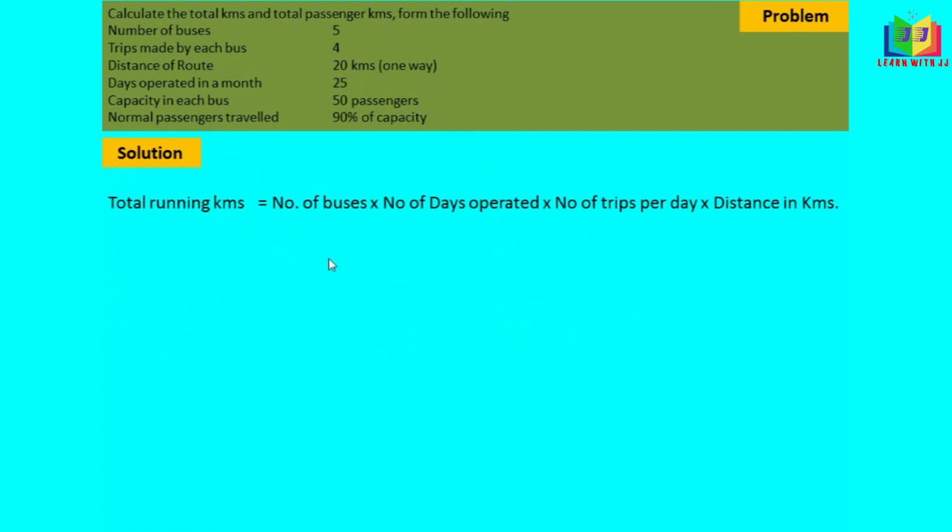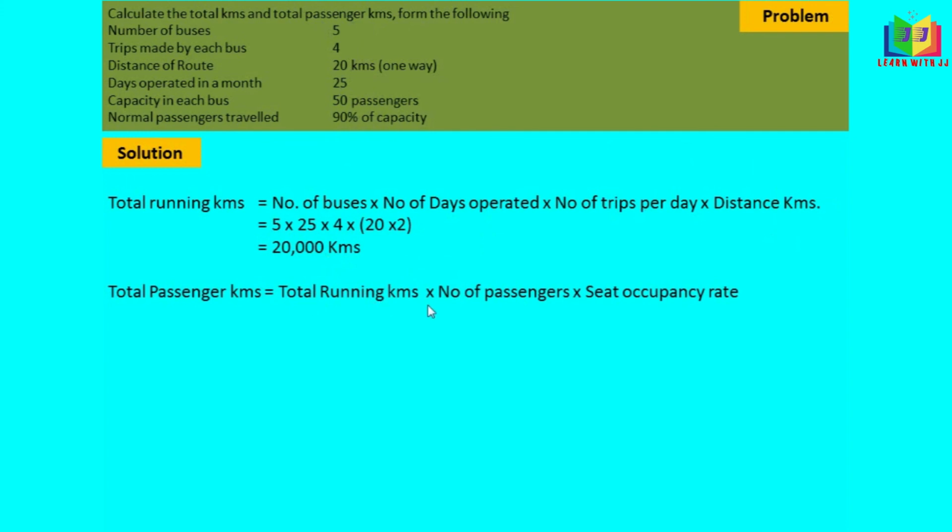So number of buses 5, number of days operated is 25 days, and number of trips per day is 4. Distance in kilometers is 20 into 2. We'll get 20,000 kilometers. Now we'll calculate the total passenger kilometer. For that the formula is total running kilometers into number of passengers into seat occupancy. Running kilometer is 20,000, number of passengers is 50, and seat occupancy is 90%. If we do, we'll get 9 lakh kilometers.